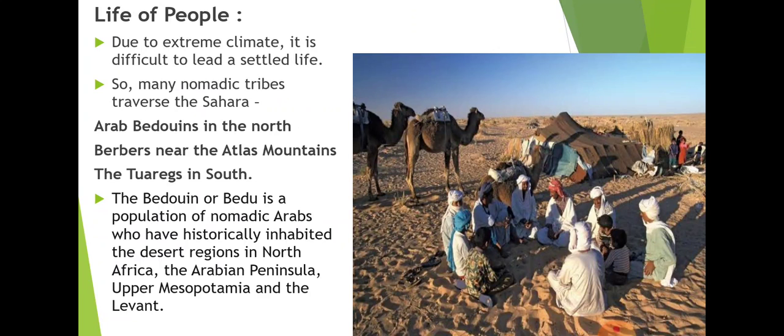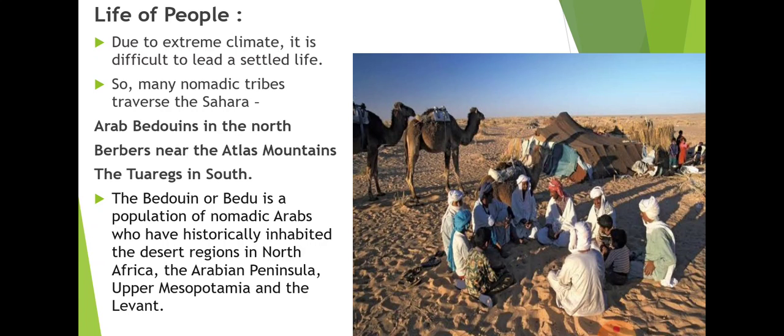Now, the life of the people who are living in the Sahara Desert. You know very well, the temperature is very extreme, and because of the extreme temperature, there is no possibility for a settled life. So people who are part of the Sahara Desert do not live a settled life. They have to move from one place to another. Persons who move from one place to another are known as nomadic peoples or nomadic tribes. Most of the tribes traverse the Sahara, meaning they travel from one part of the Sahara to another part.